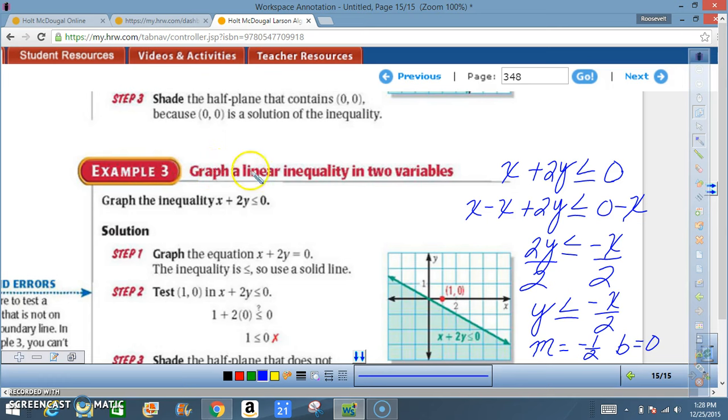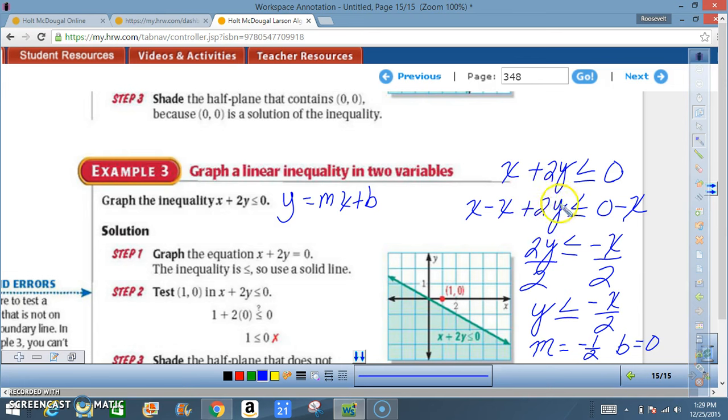Example 3. Graph a linear inequality in two variables. Graph the inequality x plus 2y is less than or equal to 0. Well, we can't graph this equation until we put it into y equals mx plus b form. To do that, once again, this is a review. We should already know this, but we want to help out those who may be stuck. x plus 2y is less than or equal to 0.